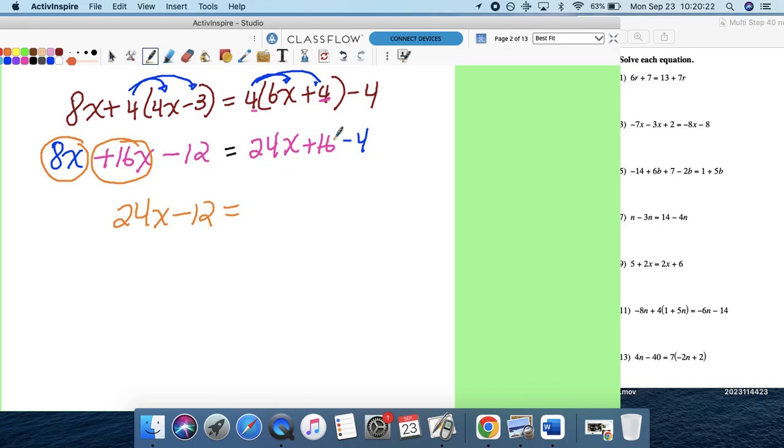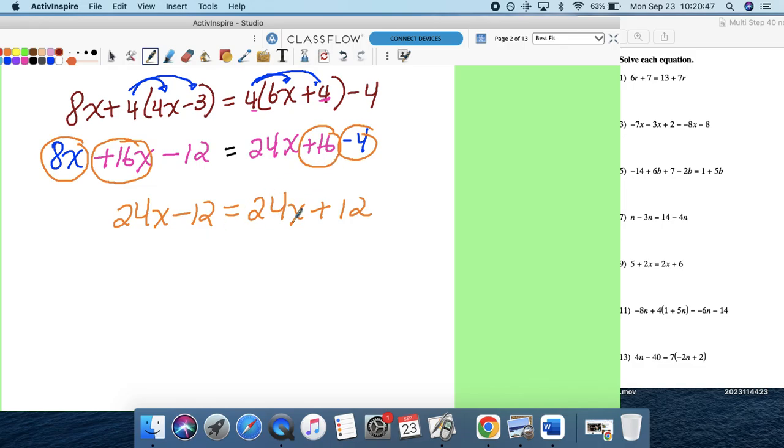On the right side, can I combine anything? Yes, again. This is a constant. This is a constant. They both can be combined. So we get 24x, and 16 minus 4 is plus 12. Ooh. It's going to be an interesting question. So now we do the distributive property. We combine like terms, and we got to get rid of one of the variables.